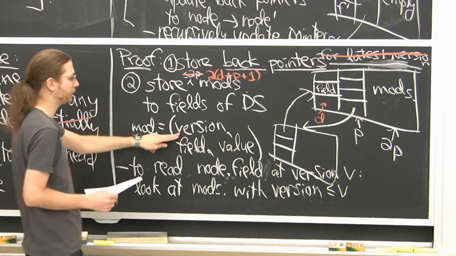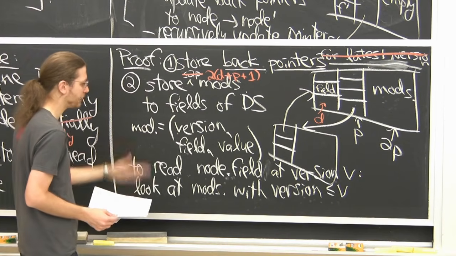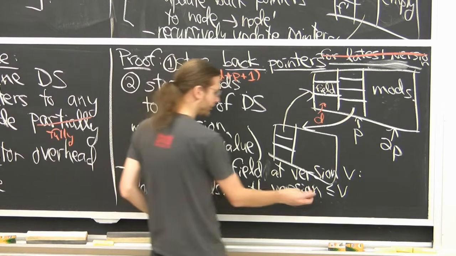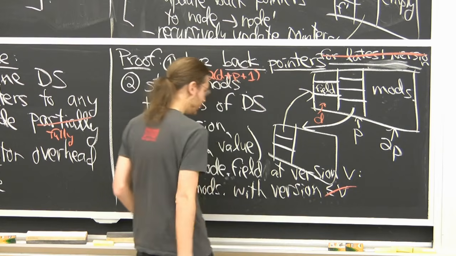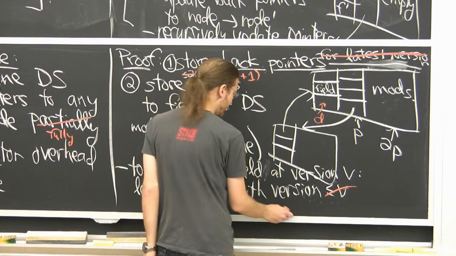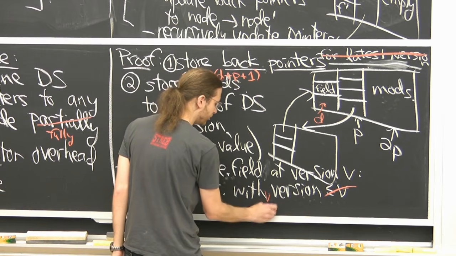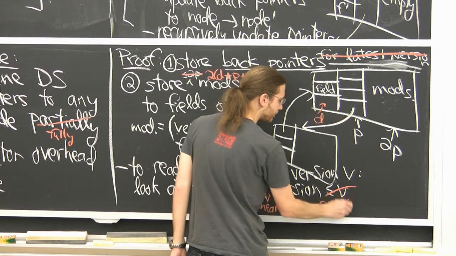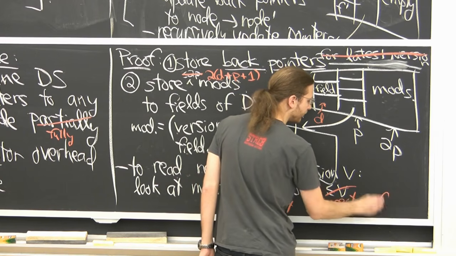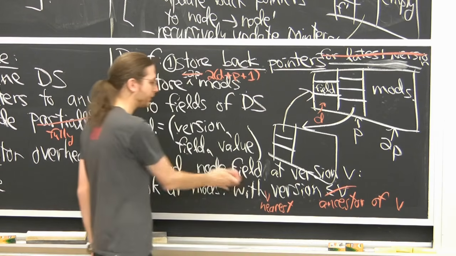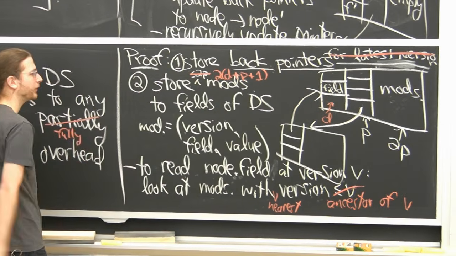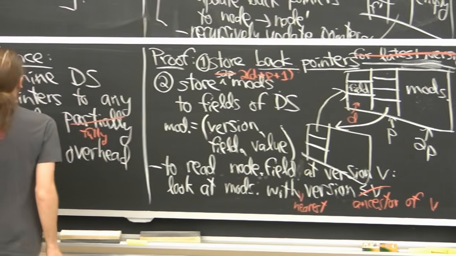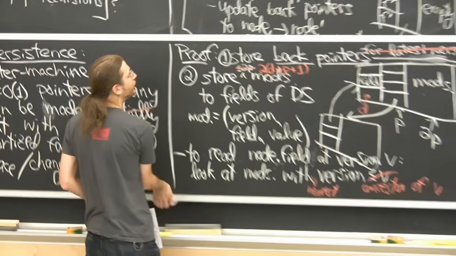Mods are still, you give versions, fields, values, reading. Well, this is no longer less than or equal to v, but this is now with the version, sort of the nearest version that's an ancestor of v. That's what we were just talking about. So that can be done in constant time. Check it for all of them, constant work. That was the first part.